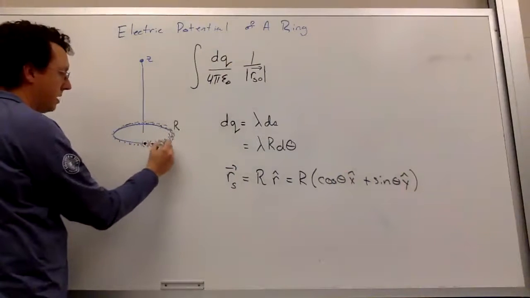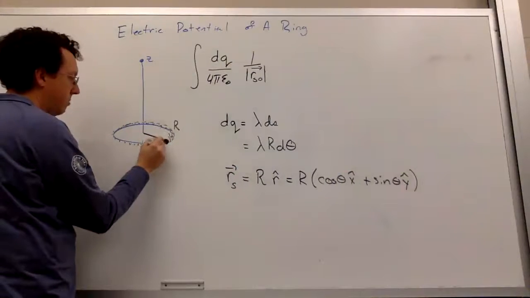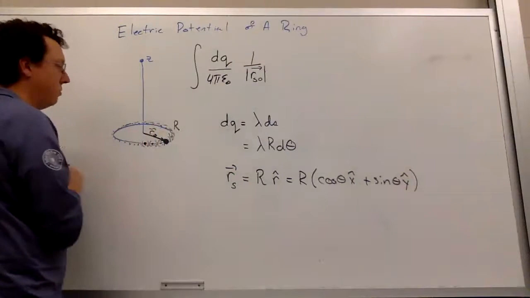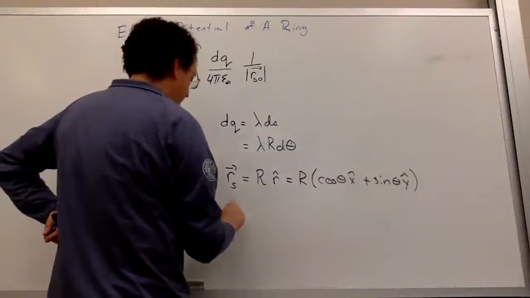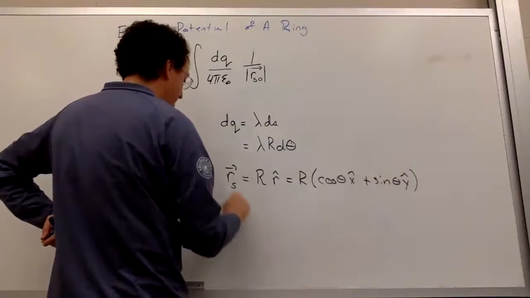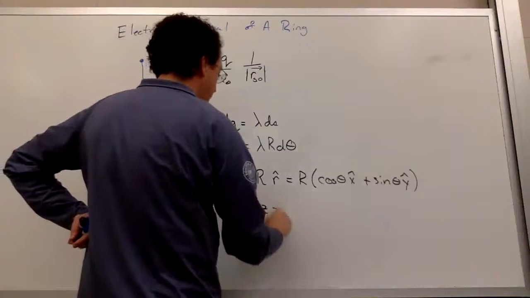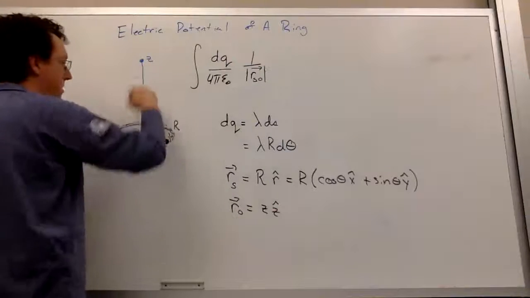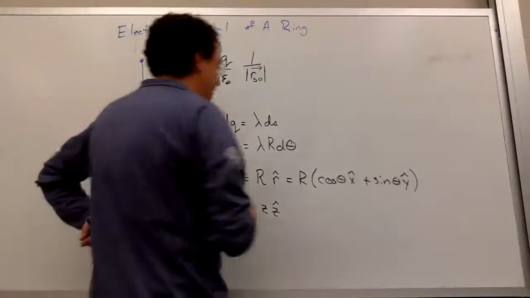Say I wanted to focus on this piece of charge. This would be rs. It's a vector that points from the origin out to a little bit of charge. Similarly, I can turn the position of the observation point, RO, into a vector and write that as z times z hat, where z hat is the vector that runs in the vertical direction. So I'm saying x and y are side to side, and this is in the z direction.